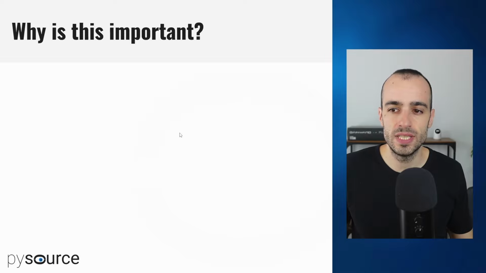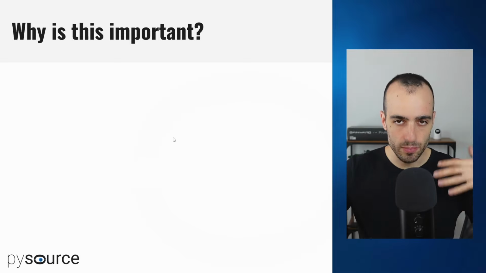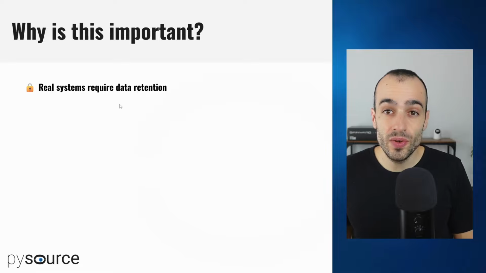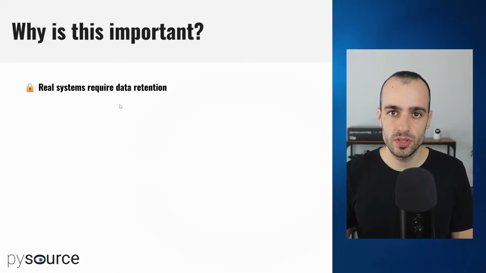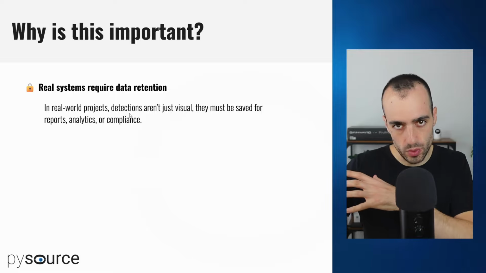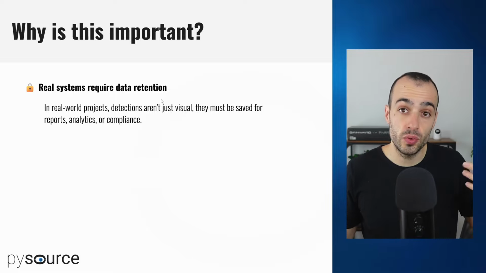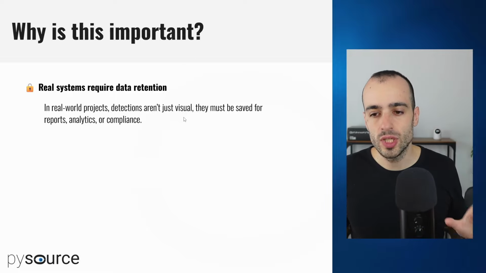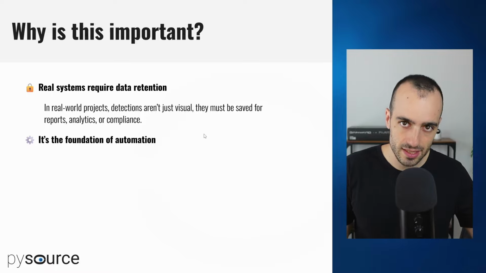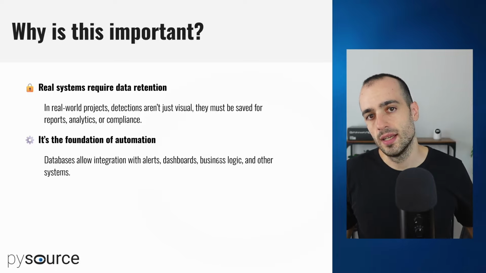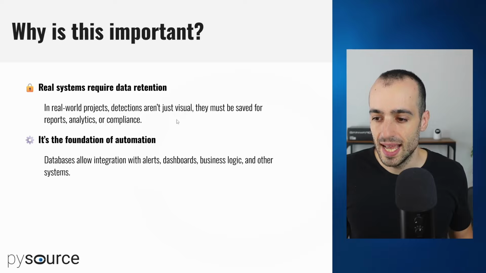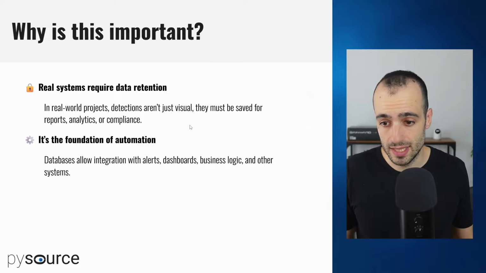I've also shared many of these videos, and today we're going to get more into this, not only today, also in next videos. And why is this important? Because real systems require data retention, so you need data for everything that you want. If you want reports, if you want to use the information later, but also if you want to build a structure for automation. When you have data in a database, you can build APIs, you can put alerts, you can build dashboards, and so on, and build the logic of the system.